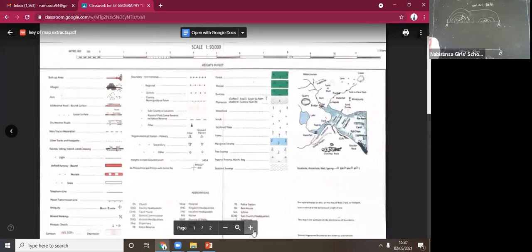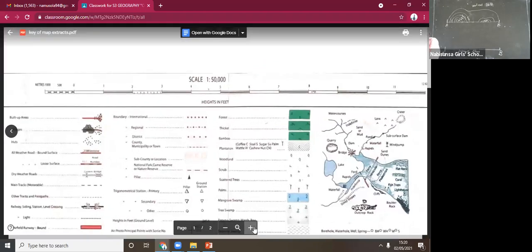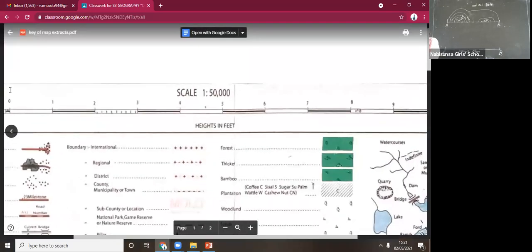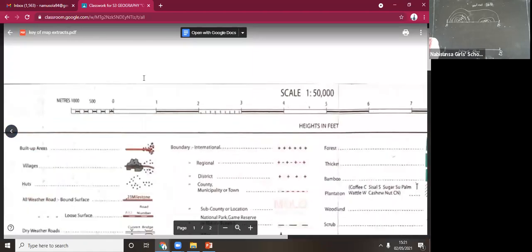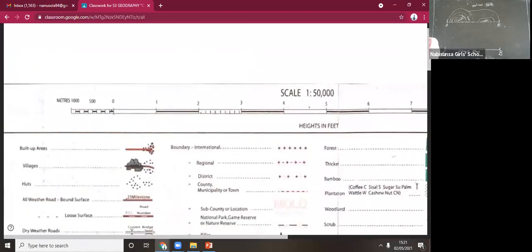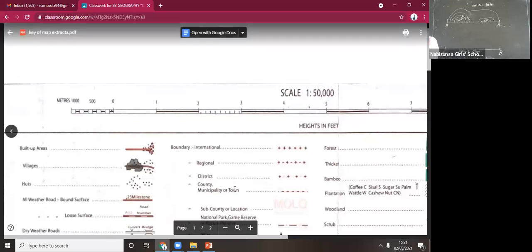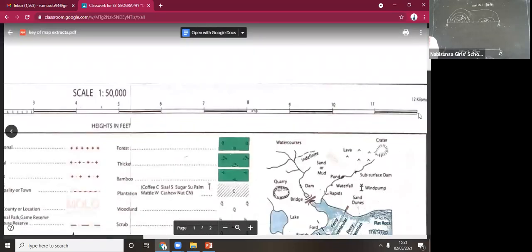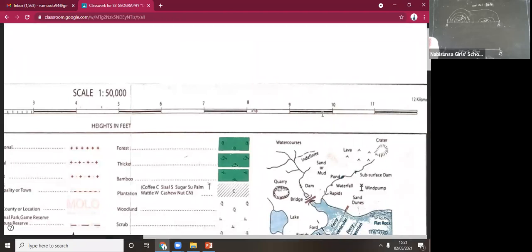People, let me zoom in and you see. Are you seeing where we see this scale? This space from here up to here is equivalent to 2 centimeters. And when you come to the map extract, here they tell you it's kilometers. I think each part you see here is a kilometer, but it's of 2 centimeters when you put there a ruler. Have you got what I'm trying to say?